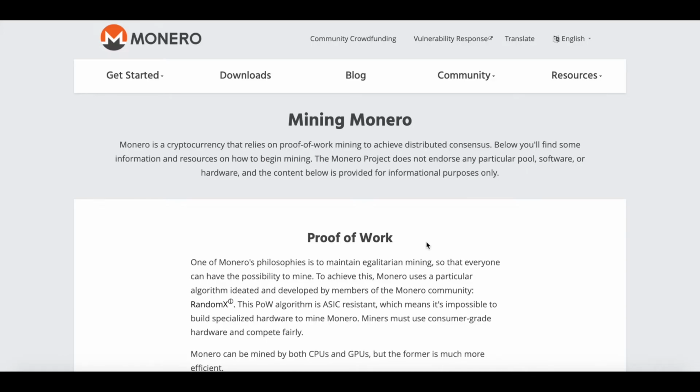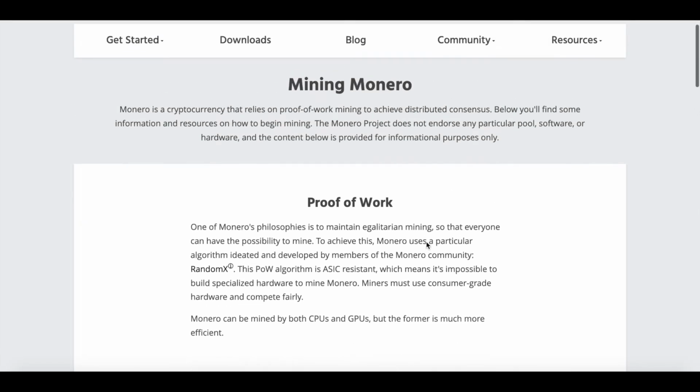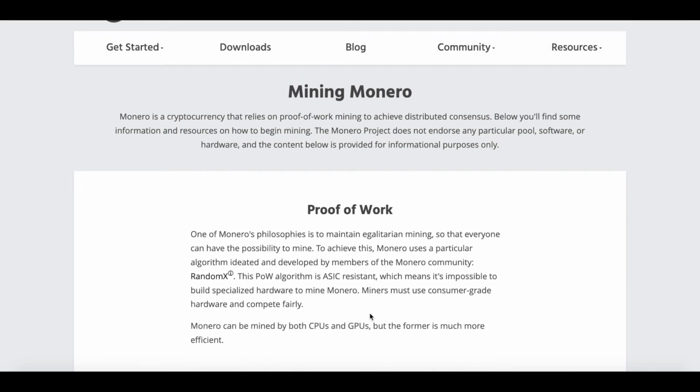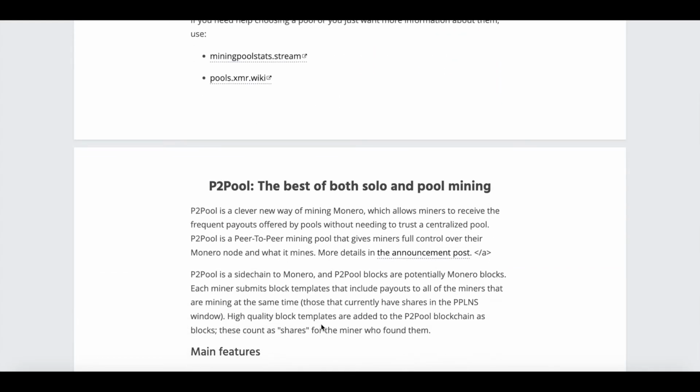So if you do have those, great. They're probably more efficient than CPU mining, but because Monero was built to be CPU mineable and mainly mined by CPUs, it's ASIC resistant. It's the most efficient crypto to mine with your CPU, and the profitability, how much you're going to make, just depends on your hash rate and your hardware.